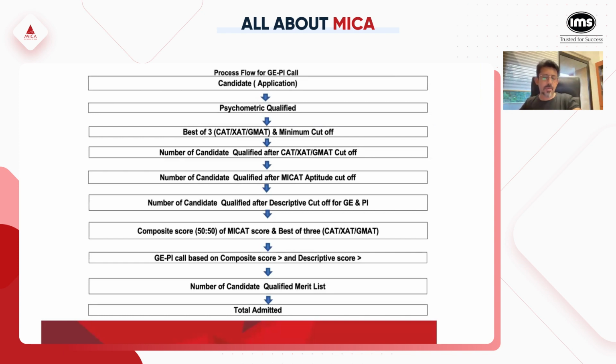And then, as I said, there is a GPI list that we announce based on those scores, and your GPI scores along with CAT, XAT and GMAT, along with your MICAT score, comes down to the final merit list preparation.